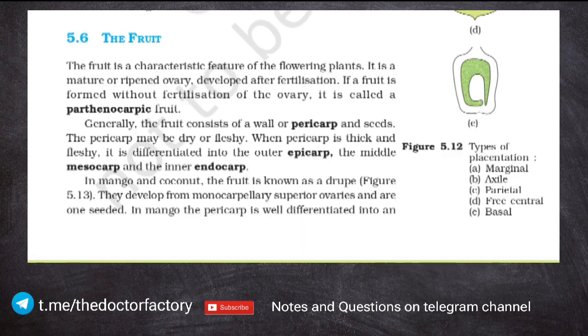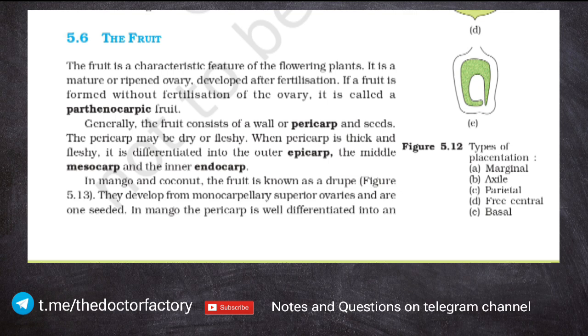5.6 The fruit. The fruit is a characteristic feature of the flowering plants. It is a mature or ripened ovary developed after fertilization. If a fruit is formed without fertilization of the ovary, it is called a parthenocarpic fruit. Generally, the fruit consists of a wall or pericarp and seeds. The pericarp may be dry or fleshy. When the pericarp is thick and fleshy, it is differentiated into the outer epicarp, the middle mesocarp and the inner endocarp.